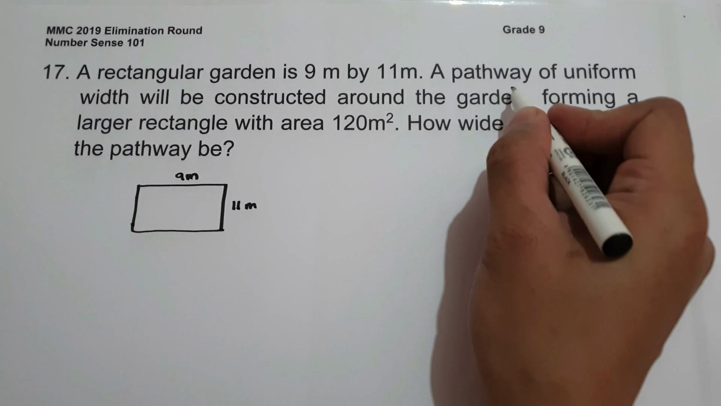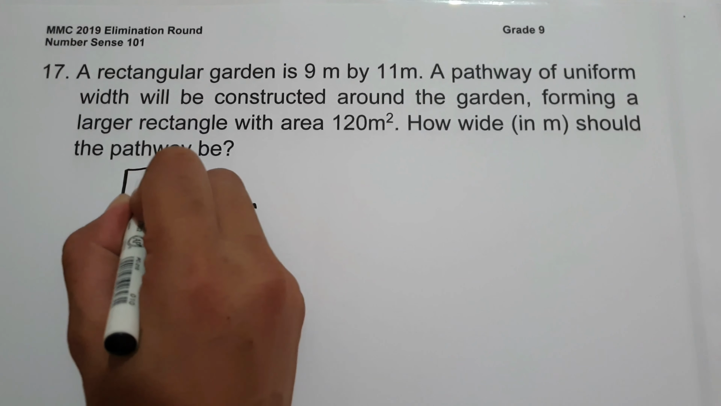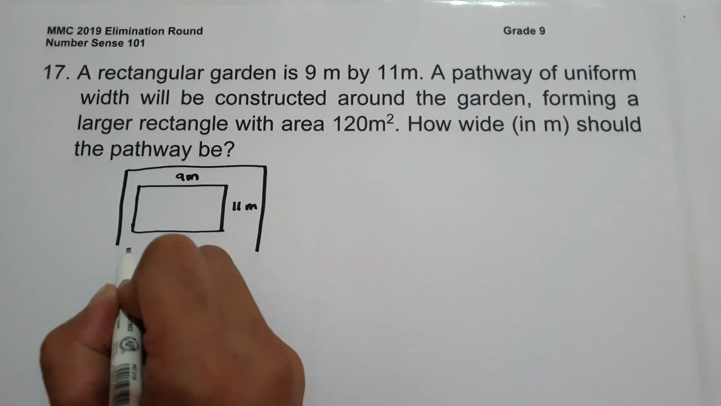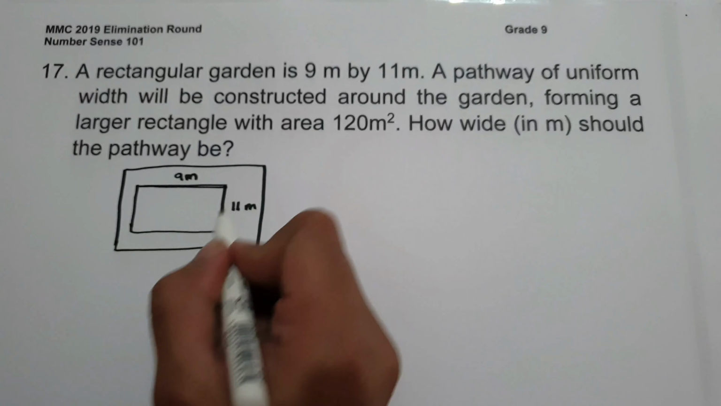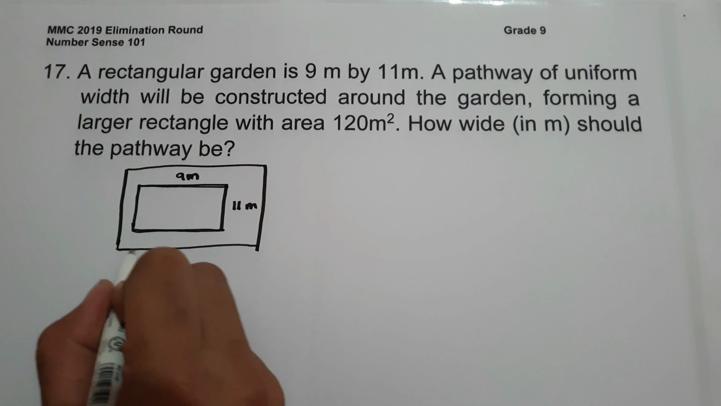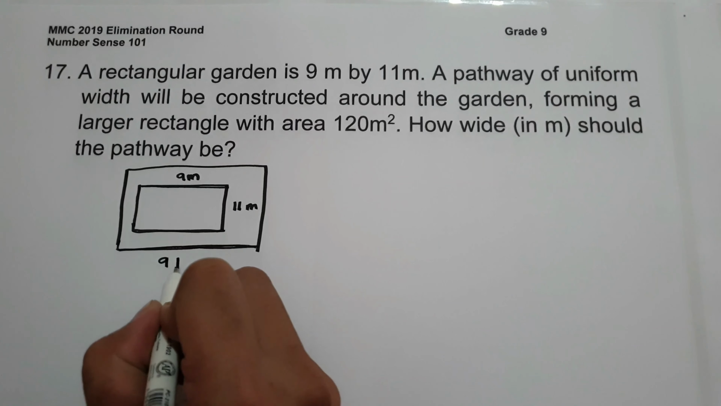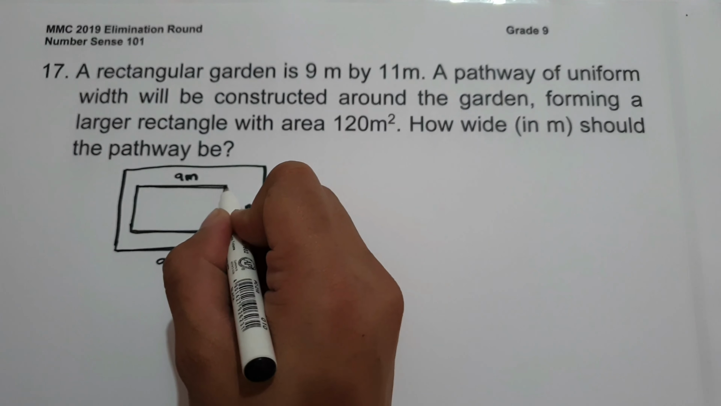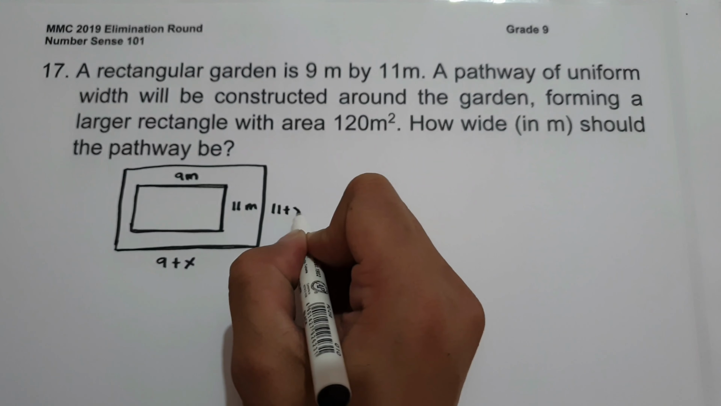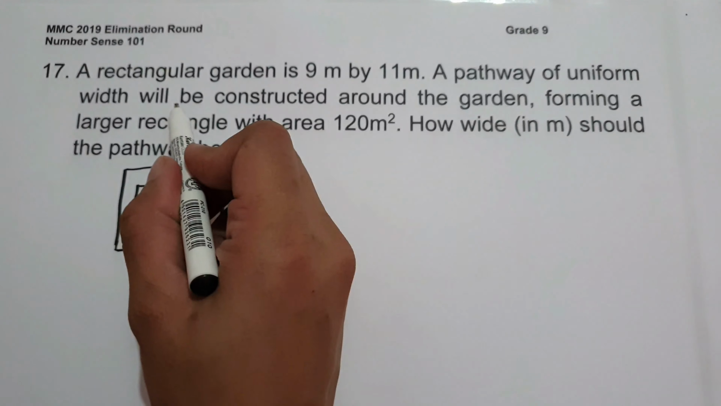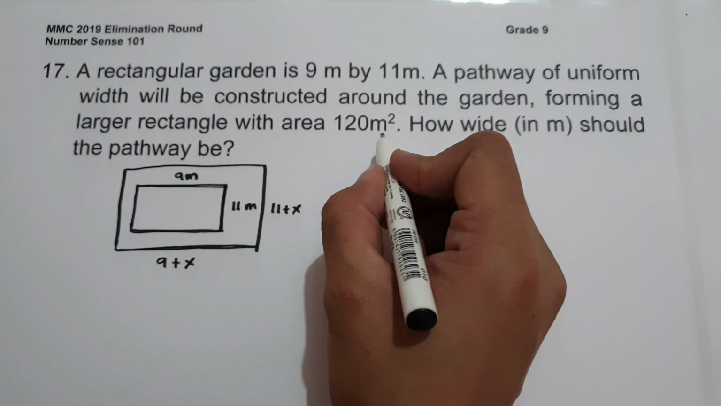And then a pathway of uniform width, that means you're going to have another rectangle with a uniform width. It will be constructed around the garden, forming our new rectangle. So if you're going to have 9 here, and then this will be all 9. And then, since we have a new rectangle, this will be 9 plus x. And since the measure of this one is 11, this will be 11 plus x, because a pathway of uniform width will be constructed around the garden. And then, the area will be 120 square meters.